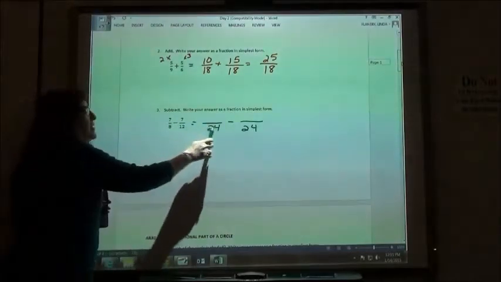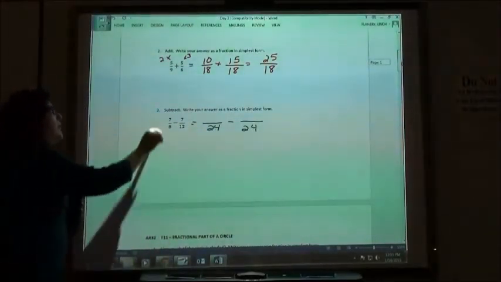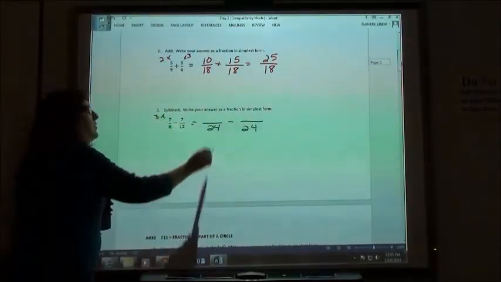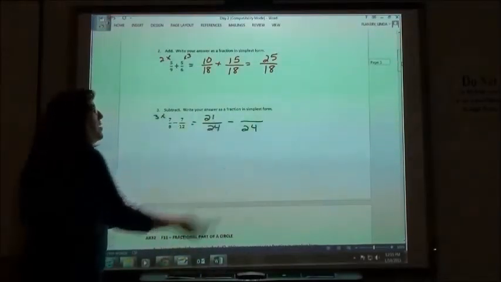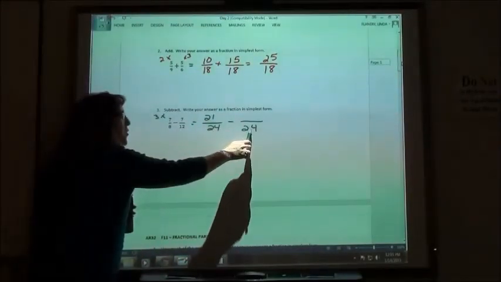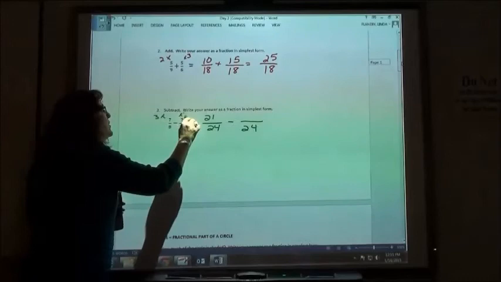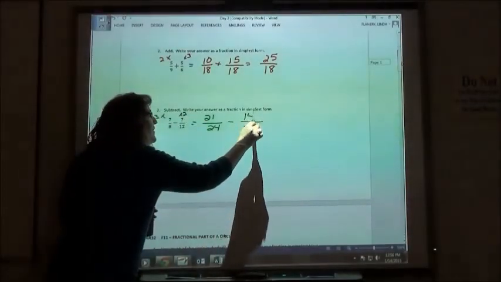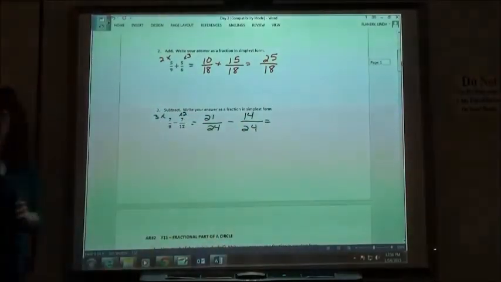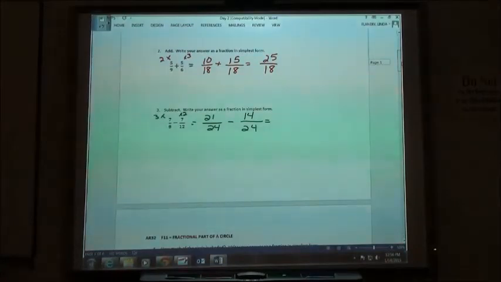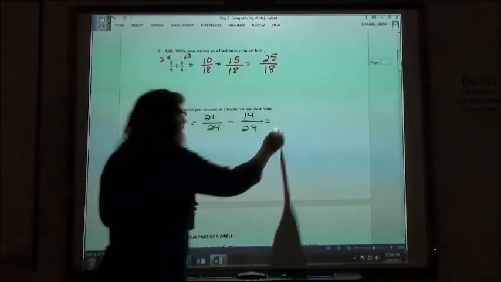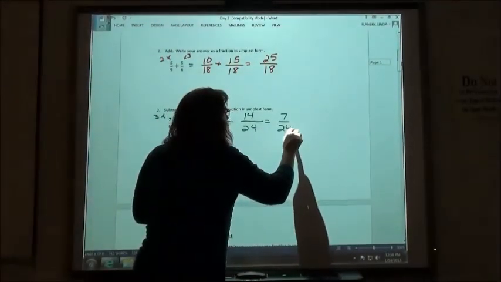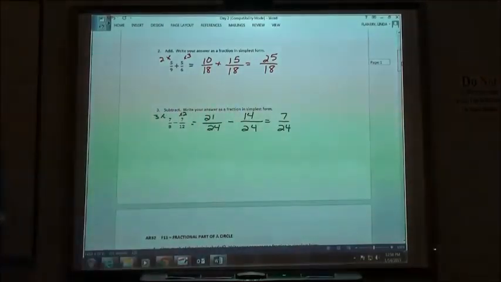So 8 divides into 24. 3 times 7, 21. 12 divides into 24. 2 times 7, 14. So 21 minus 14 is 7/24. And again, on this one, we end up where we can't simplify it, so that's going to be my answer.